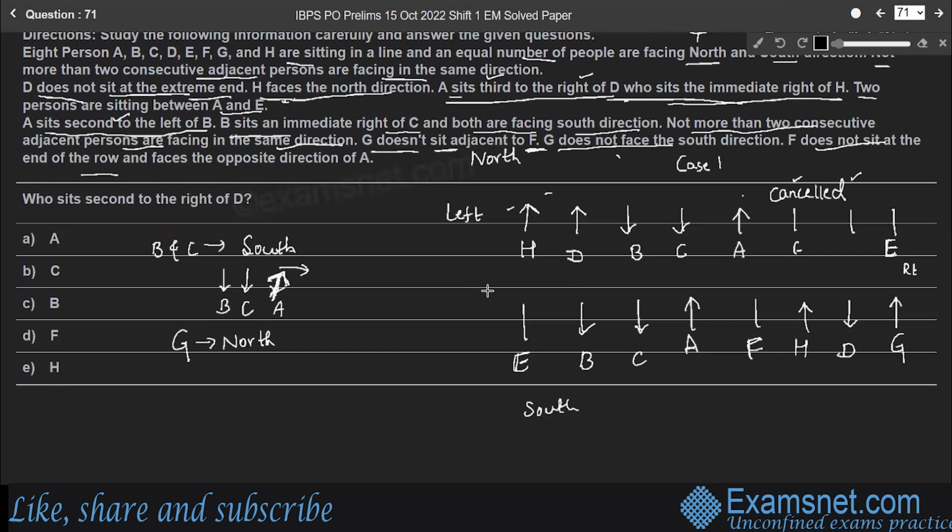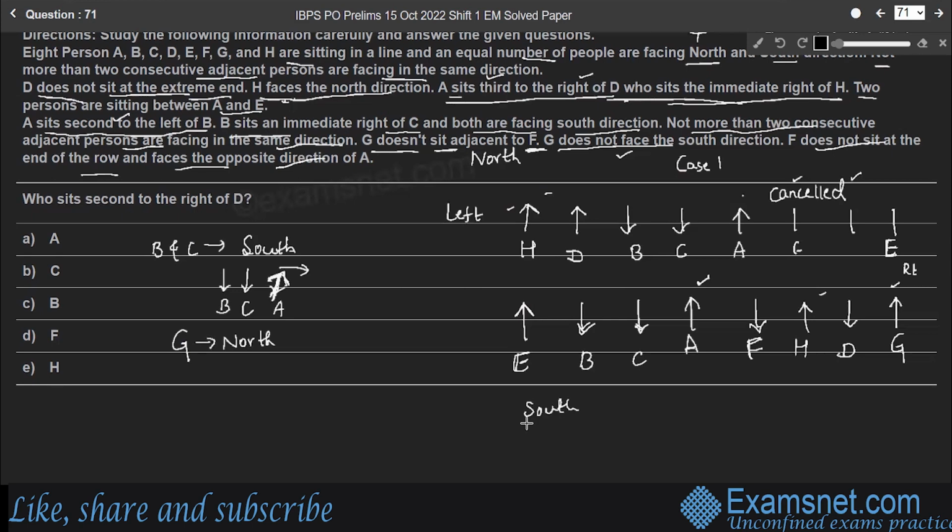Right? G does not face the south direction, and G doesn't sit adjacent to F, and F does not sit at the end of the row and faces the opposite direction of A. So A is facing north, so F is facing south. And according to the rule, 4 persons are facing north direction. So here 1, 2, 3 persons are facing north direction. Therefore, person E faces north direction and the remaining persons are facing south direction, right?